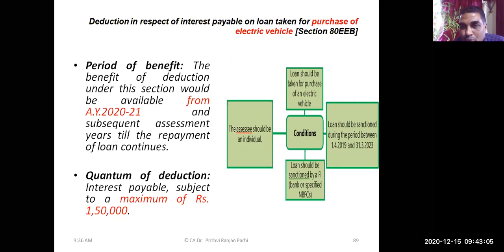Okay. And to whom is it allowed? It is allowed to an individual. Suppose a company buys an electric vehicle, then it will not be allowed. If an individual buys, then it will be allowed. Okay, and it should be sanctioned by a bank or a specified NBFC. These conditions are also important for us.